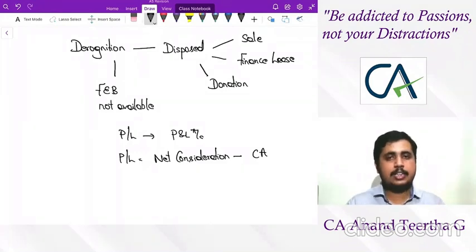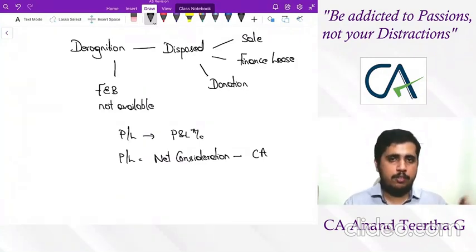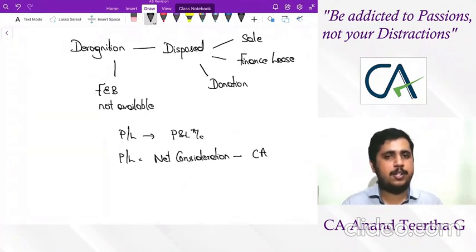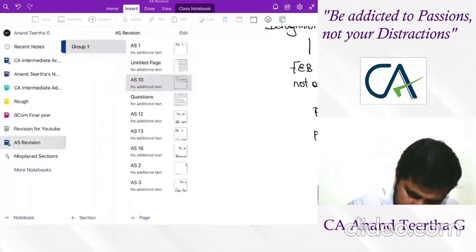So read those charts properly whenever they are given. Anyhow, I have given it in the description box, so look into that, download it and read those charts properly. Start correlating to that, and automatically you will keep on realizing that the AS10 requirement has to come in this particular way. So now we have finished with the theoretical aspects of AS10. We have to now move towards the problem-based part. Let's move on with that.